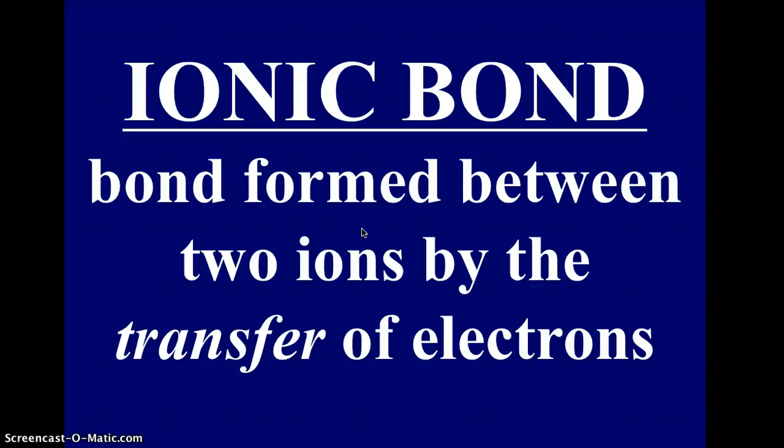Okay, ionic bond, starting with the first one. This is a bond formed between 2 ions by transferring electrons. One will give up an electron, one will take an electron. You have transferred them. You're not sharing. One gave, one took.